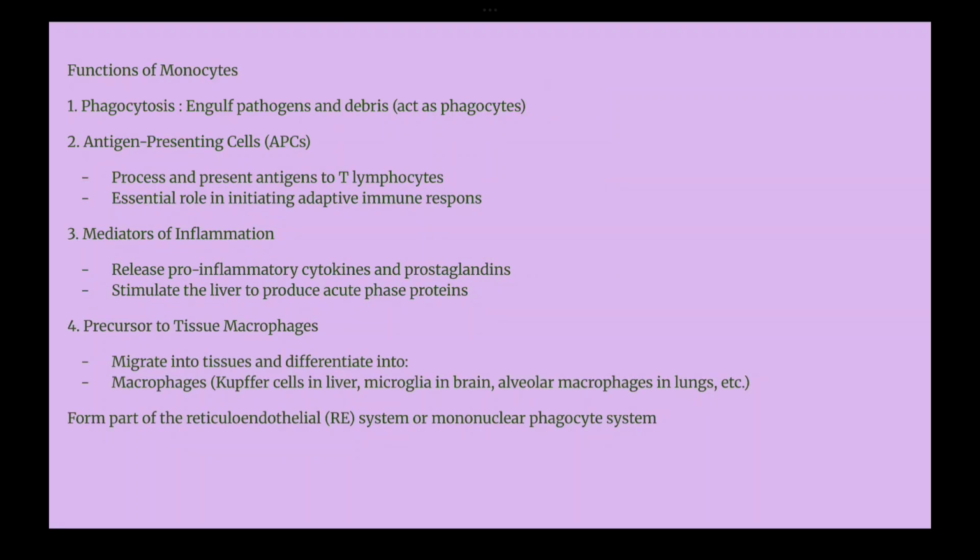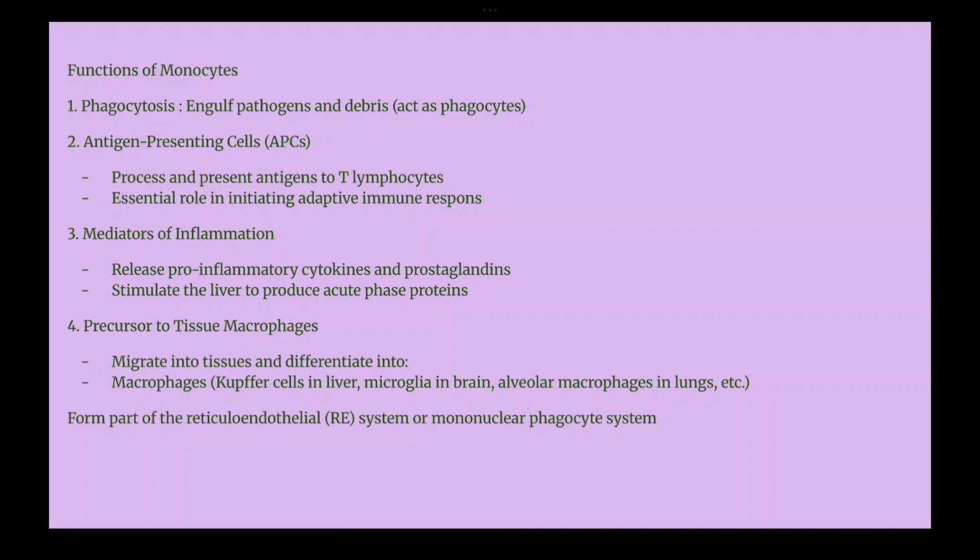The function of monocytes, or the role of monocytes inside the body, is to phagocytose, that is, engulf pathogens and debris. They are antigen presenting cells. Thereby these monocytes trigger the release of T lymphocytes and act against the antigen presented by the cell. They are involved in adaptive immune responses, and are also mediators of inflammation, thereby allowing the release of cytokines and prostaglandins, which are involved in the inflammatory response. They also stimulate the liver to produce acute phase proteins to deal with the inflammation.